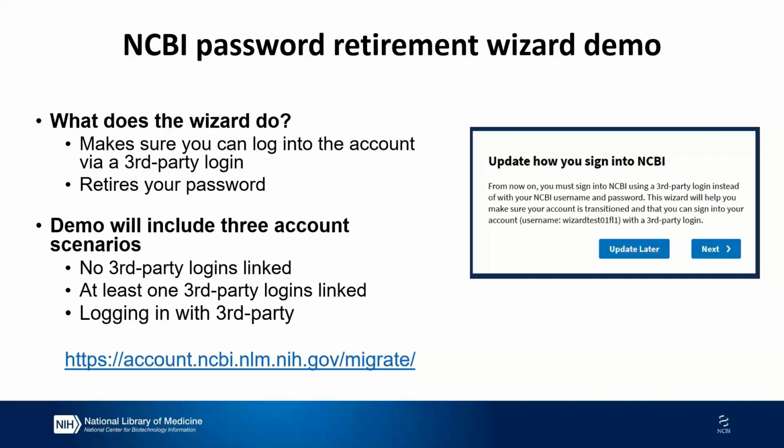I'm going to show you 3 scenarios. The first one is an account that has no third-party logins linked. And by far, this is most of the accounts. Then I'm going to show you an account that has at least one third-party login linked, where we're going to verify that we can log in with it. And then I'm going to show you the quickest way through the wizard, which is you still have an active NCBI password, but you log in with your third-party login.